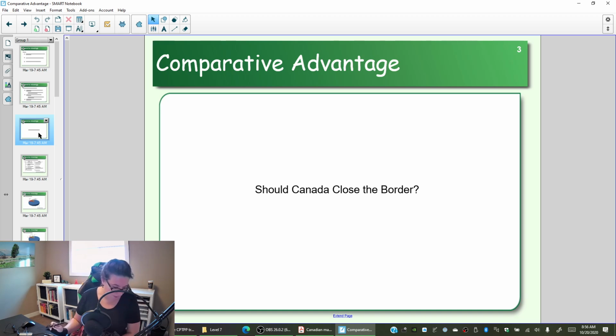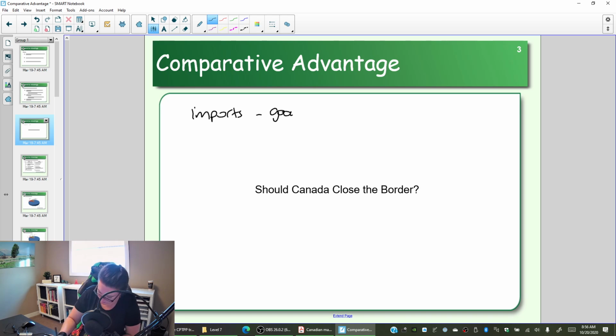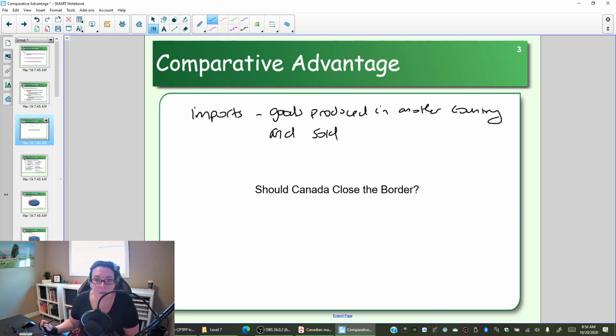So let's just define a couple items here. So let's start with the idea of imports. When we talk about imports, what we're doing is we're taking goods produced in another country and we are bringing them in. So if we're looking at this from a Canadian perspective, the goods are produced in another country and they're going to be sold here in Canada.